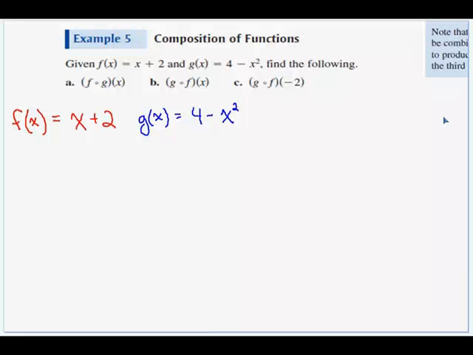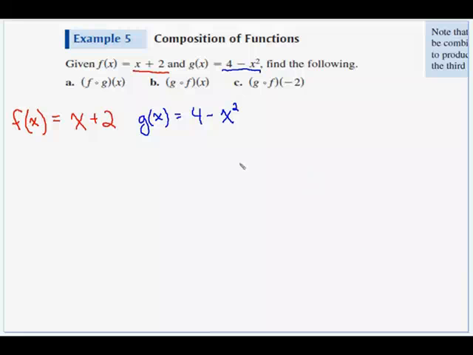So let's see what we have here. Example 5, the composition of two functions. Given f of x is x plus 2, and g of x is 4 minus x squared, find the following. F composed with g, g composed with f. We're going to evaluate that at negative 2.